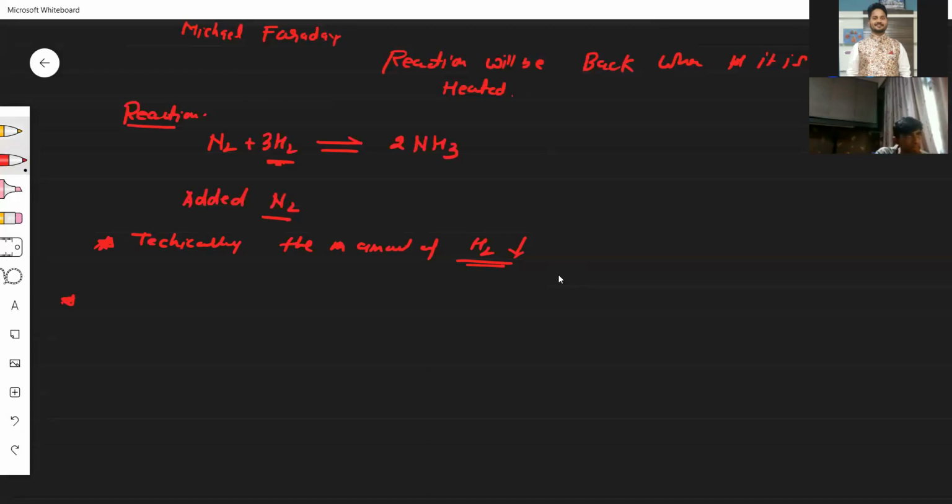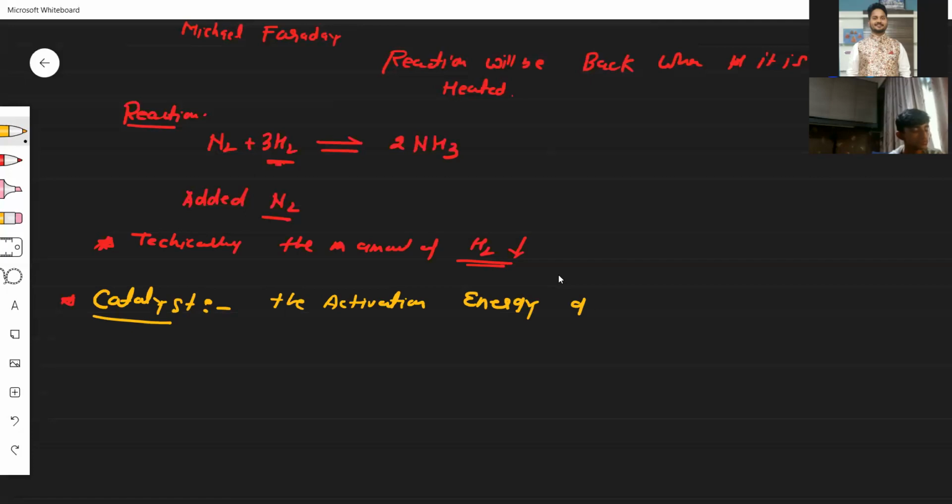Next is a catalyst. So what is a catalyst? Can you define? Something that speeds up the rate of reaction by lowering the activation energy. Fantastic. The activation energy gets lowered. Now, what do you say about its forward reaction rate and the backward reaction rate?